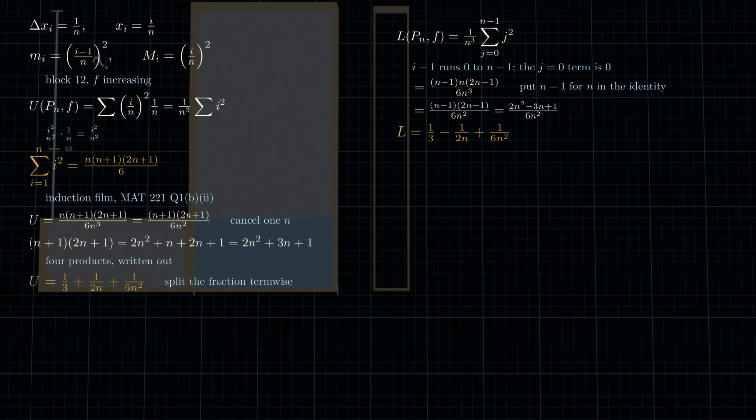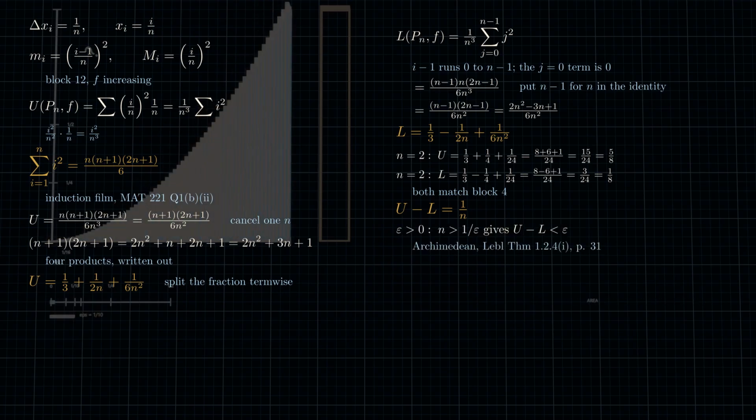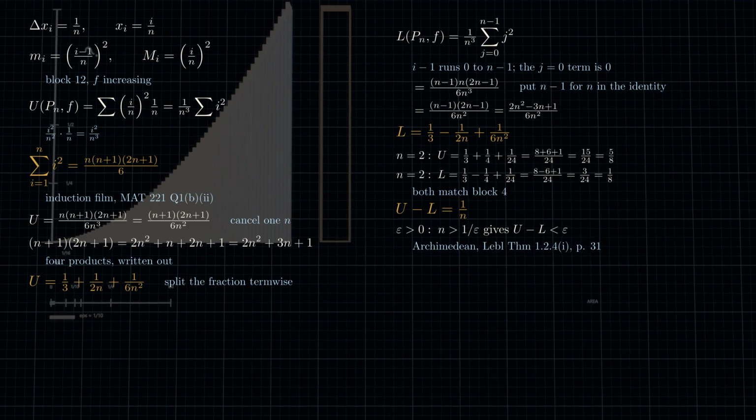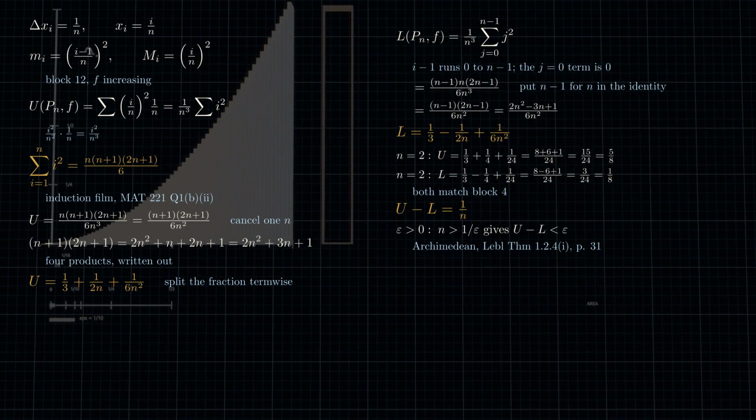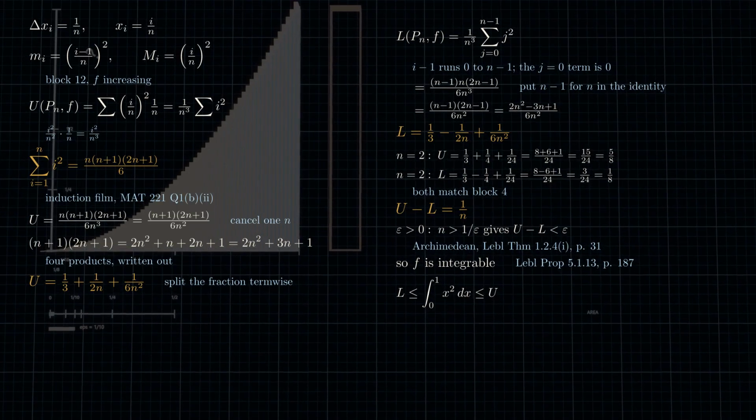Check at n equals 2, where by hand we got 1/8 and 5/8. The upper formula gives 1/3 plus 1/4 plus 1 over 24, 5/8. The lower, 1/8. They match. Now subtract. Upper minus lower is 2 copies of 1 over 2n, 1 over n. Name a tolerance. Take n bigger than 1 over it, the Archimedean property at work, and the gap is smaller. So x squared is integrable, and the integral is trapped between the sums.